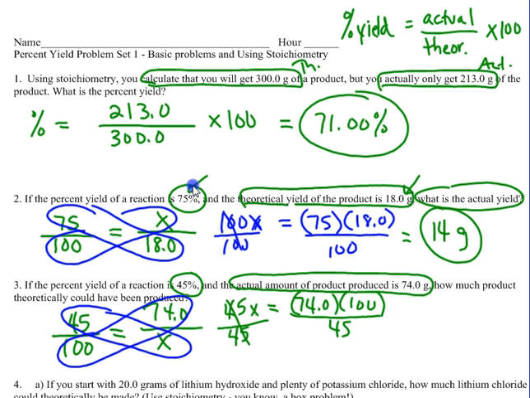And let's see, significant figures. I think we have to do 45% had two sig figs. This number here had three sig figs, so we have to round our final answer to be 160 grams.